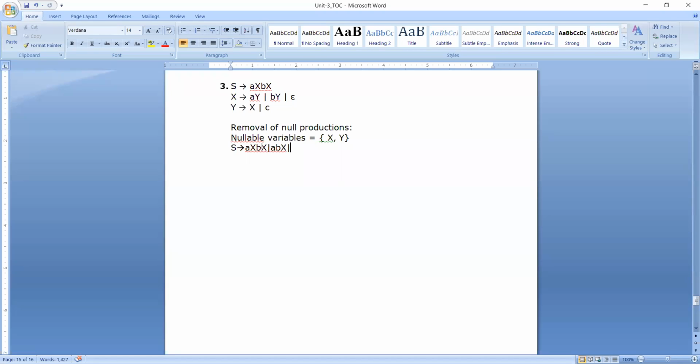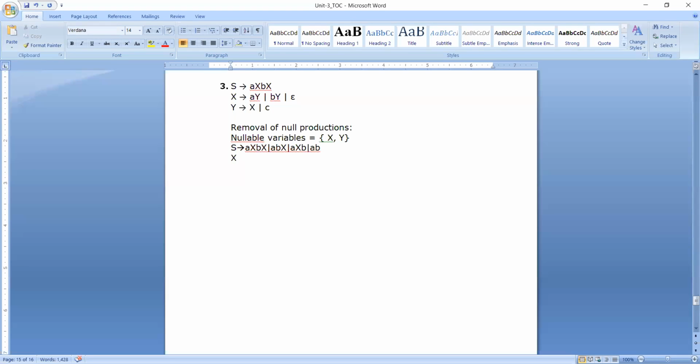Or now go for the second X removal. Then we will get aXb. Or now go for the removal of both the occurrences of this X. When we remove both the occurrences of this X, we will get ab. We will get ab. So now we have removed the epsilon productions from X.